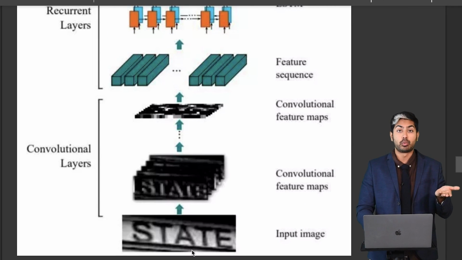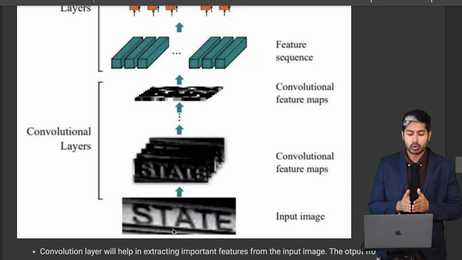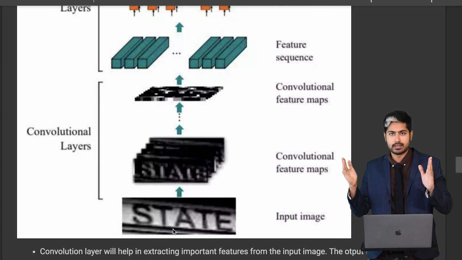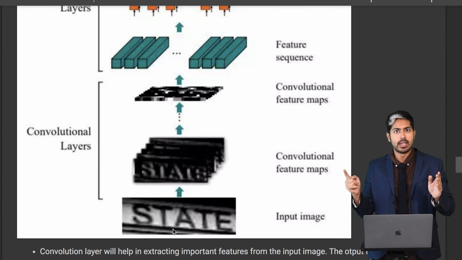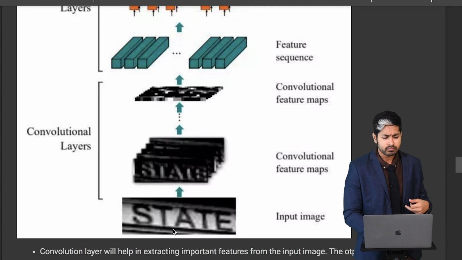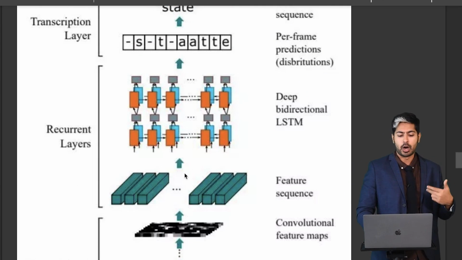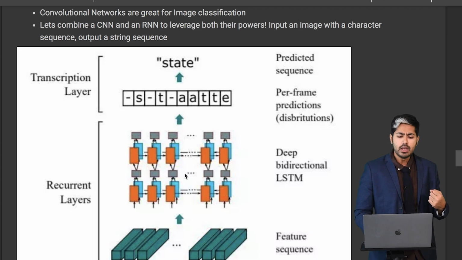So say it's trying to recognize the word state. It's going to know that A is between T and T, right? It's going to look in both directions. And this is good for accuracy. For example, BERT, the popular model I talked about last week, does this as well. We'll talk about that later. And it's going to output this predicted sequence.